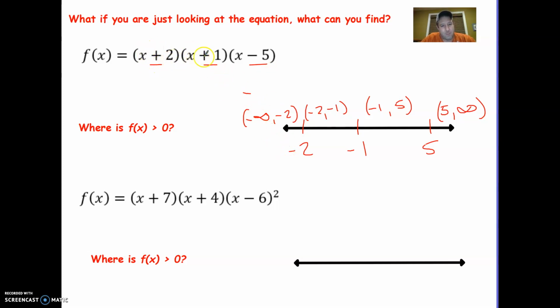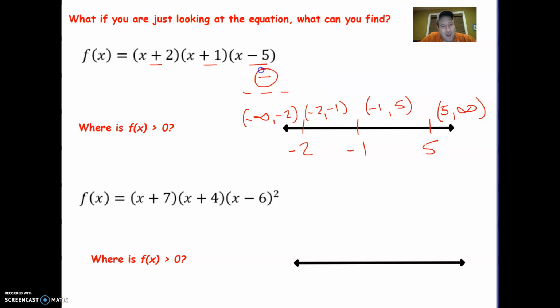If I put negative 3 into the second factor, negative 3 plus 1 happens to be negative 2. So that's also a negative. If I put negative 3 into this factor, negative 3 minus 5 would be negative 8. So that's also negative. All right, so we got 3 negatives. And a negative times a negative times a negative happens to be a negative. So that's the final answer.